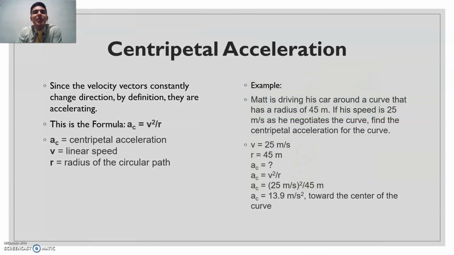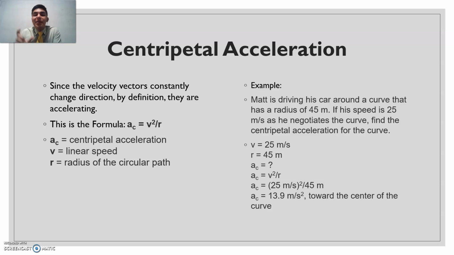And now we are going to talk about centripetal acceleration. Since the velocity vectors constantly change direction, by definition, they are accelerating. And this is something interesting to analyze as well. So we have our following formula in which a_c is going to represent the centripetal acceleration, v is going to represent our linear speed, and r is going to represent the radius of the circular path.